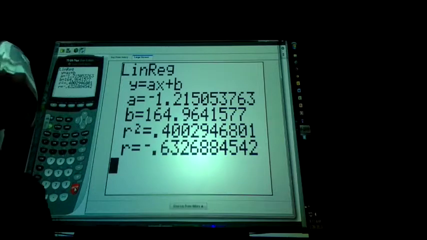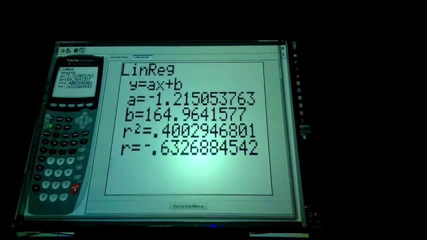Now, statistically, if you came up with something like this, the thing that you should do if you felt it was a linear relationship is collect more data.